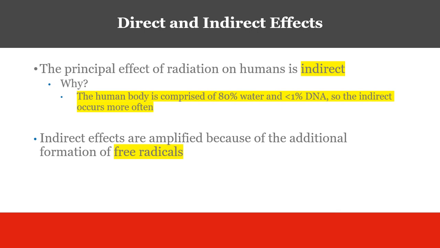Also, the indirect effects are amplified because you're not just going to have one free radical formed, you're going to have two out of each interaction. Plus you can have more that can transpire from there, or toxic substances can occur, rather than just having one X-ray hitting DNA.